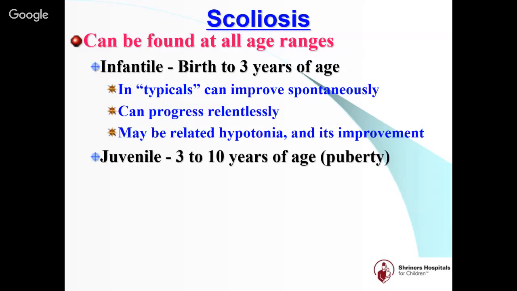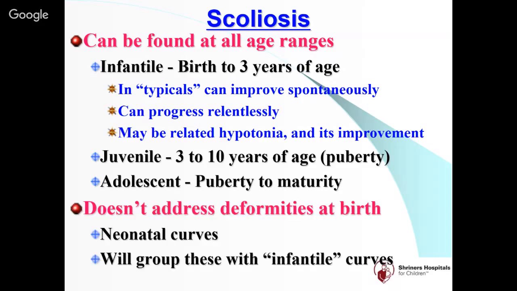Then we have the juvenile age range, which is about 3 to 10. A lot of the kids who are first diagnosed as juveniles probably had an infantile curve that just wasn't picked up earlier. And then you get the adolescents. This is when you talk to most people about scoliosis. This is the kind of scoliosis they're thinking about: the young teenager who starts developing a curve that goes along with when they're getting into their puberty time.